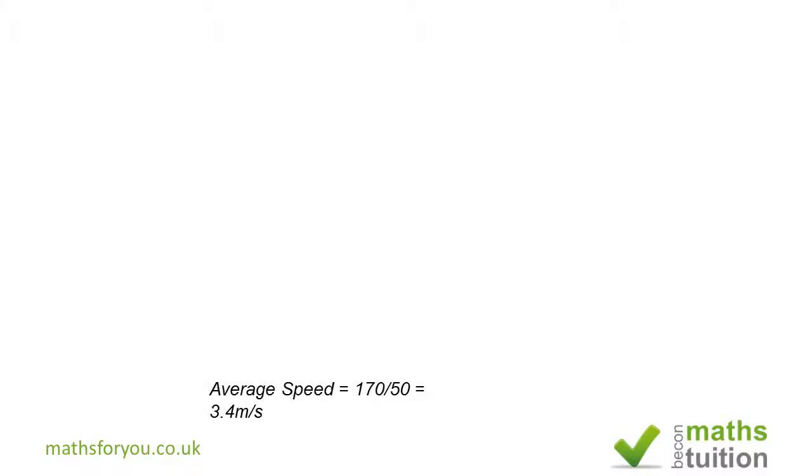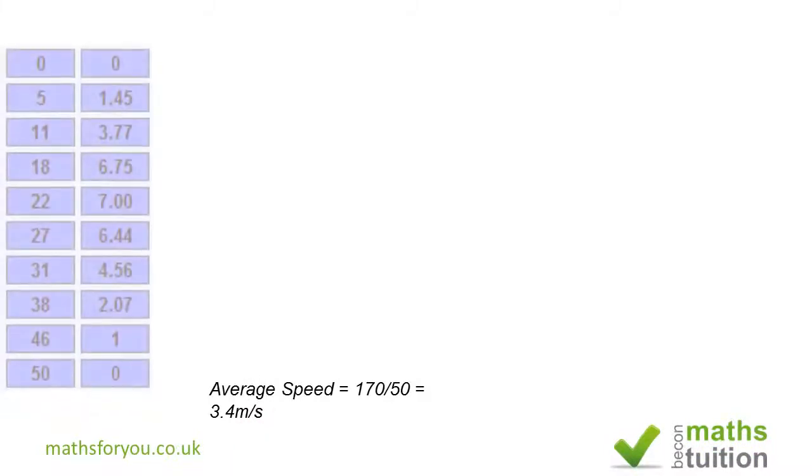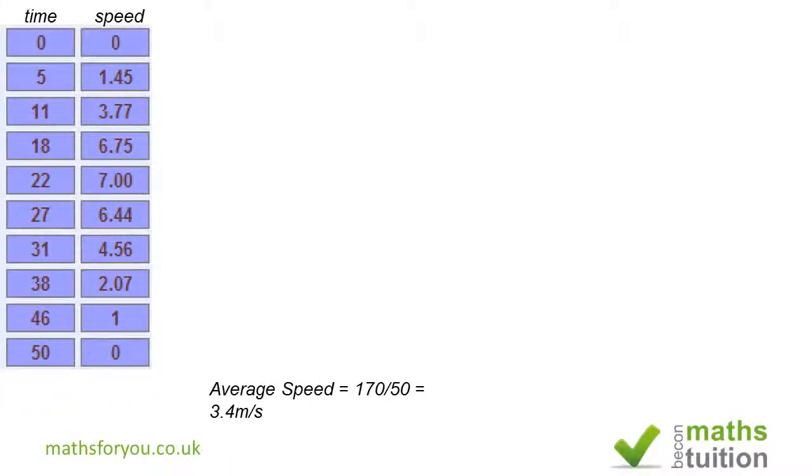Now this is where we stopped from the last slide, calculating the average speed, and we got 3.4 meters per second. And the table here is the table I produced from time and my calculation of speed for a given time. I had to do this calculation myself because my graphic package can't do that for me, so there must be some error somewhere. Anyway, you do this by finding the slope at each given time point. So at 5, at 11, at 18, at 22, 27, and so on.